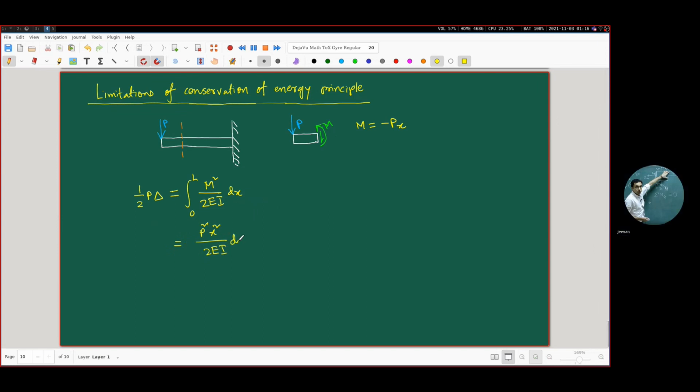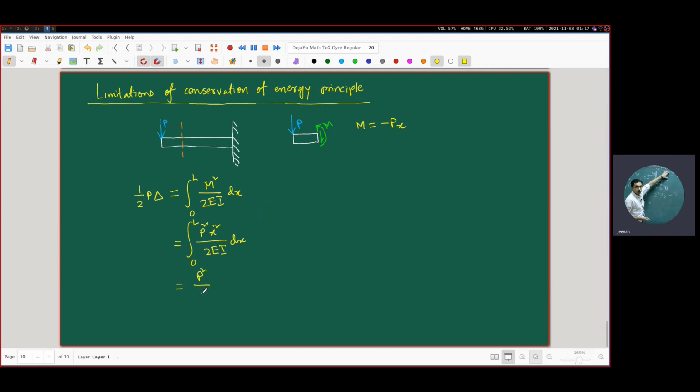Now you see, this integration can very easily be evaluated, because with respect to x, P is not changing, E is a constant, I is just a geometrical property associated with the cross-sectional area, and it is certainly not changing with x. At least in this example, where the cross-sectional area of the beam is constant along the length, this I is not changing. In a more general situation where you have a tapered beam or non-prismatic beam, I will definitely be varying with x, and then you cannot take this out of the integration like that. Okay, but here the situation is simple.